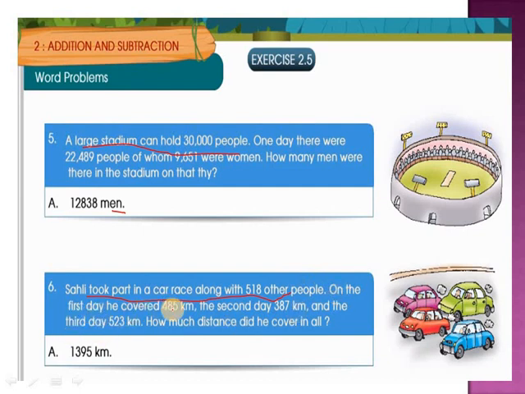So leave it and add this one. First day 485, right here 485 plus 387 plus 523. When you add this one, you'll get 1395 kilometers. So you have to write all this in your notes. Okay children, in your classwork notes. Exercise 2.5 you have to complete in your notes.